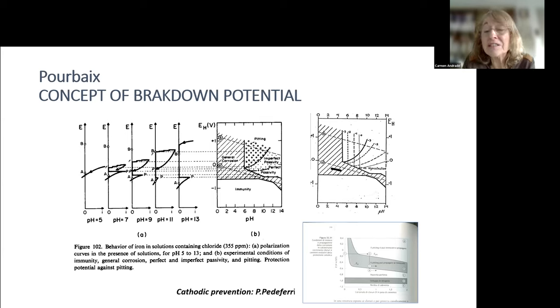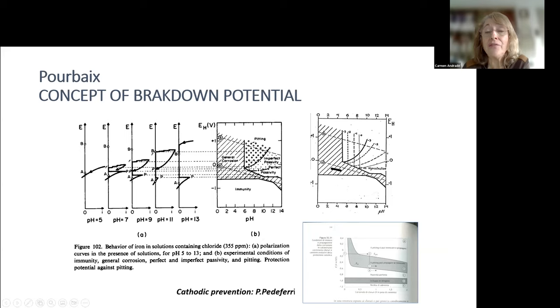This is a figure from Pourbaix that was using the polarization curves to detect the breakdown potential. When you go into the passive stage, when you have a certain amount of chlorides, the breakdown of the passive film occurs and your current is increased. And he did it at all the pHs. In that case, he did the most comprehensive work on the relation between chloride concentration and pH, and also potential, because he was working at different corrosion potentials and different potentials.